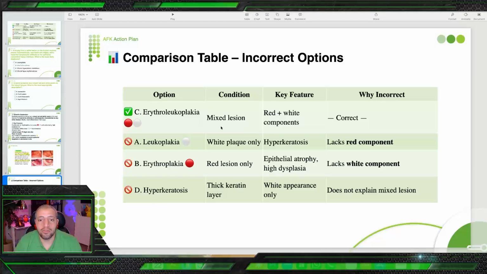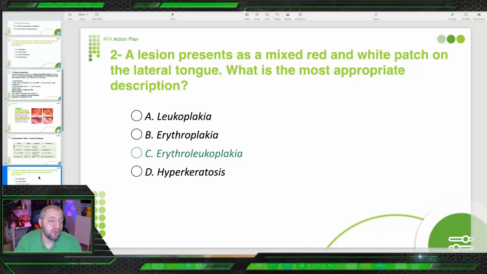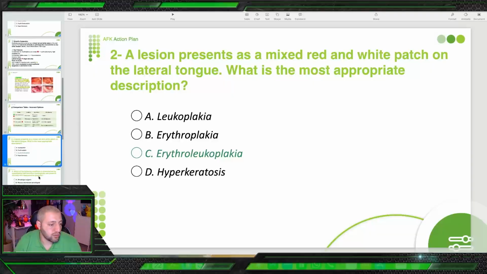So this is erythroleukoplakia, a mixed lesion. Leukoplakia is white only, erythroplakia is red only. Hyperkeratosis is white, but it's not related to malignancy. This is a thick keratin layer, which might have a lot of reasons, might be candidiasis, might be due to trauma in this area, but it doesn't have any malignancy tendency. You just need to remove the etiology and follow up with your patient.